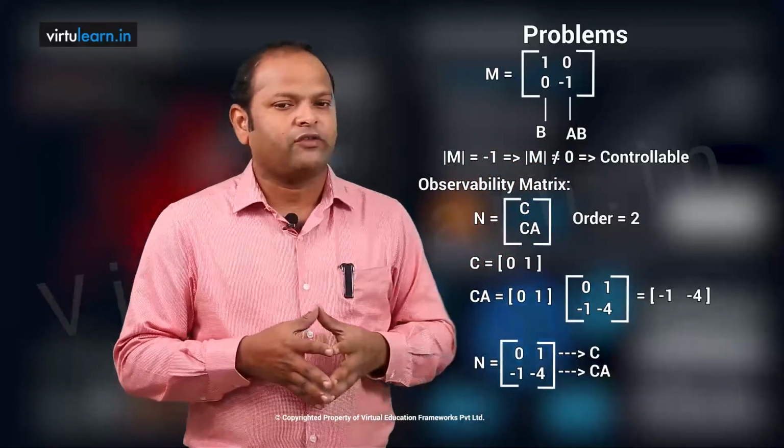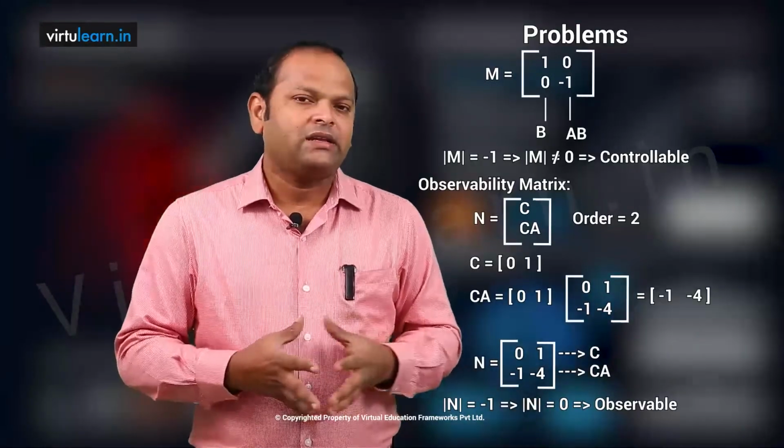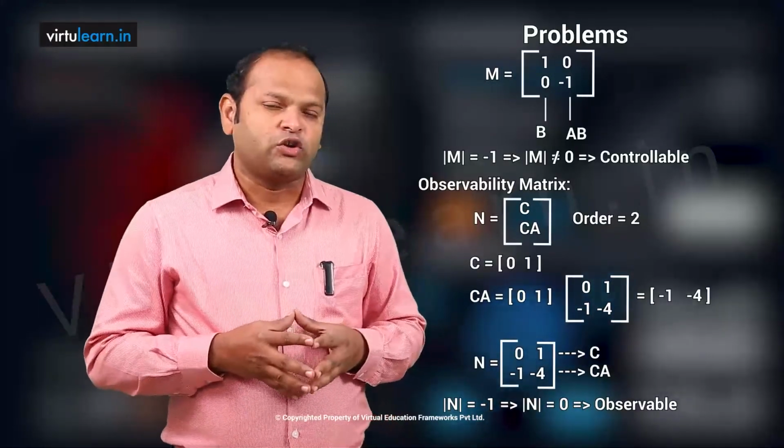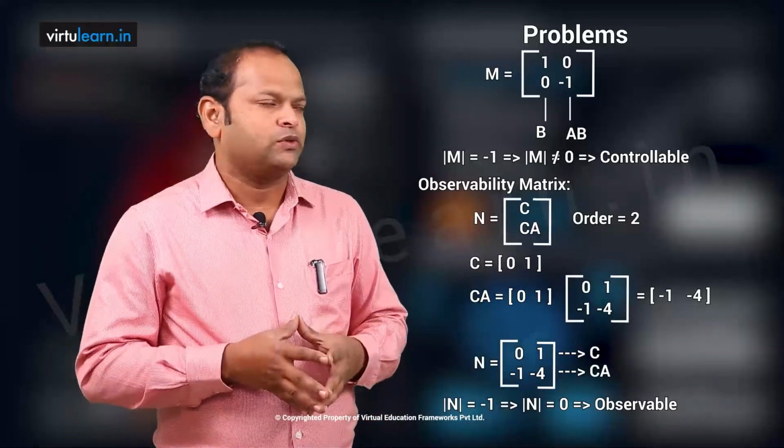Again, find the determinant of it. The determinant is nothing but 1, which is not equal to 0. I can say the system is observable. When I say observable, it means all the states are observable, completely observable. Similarly, we can look at the second problem.